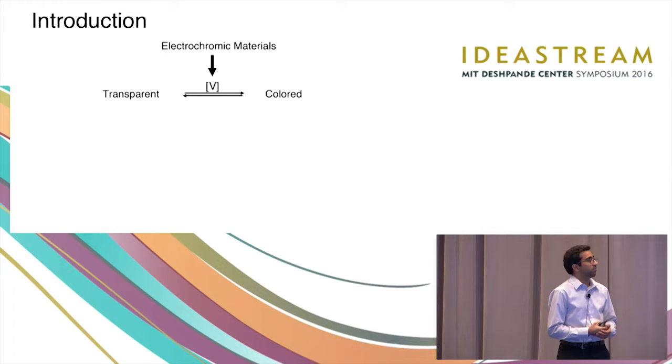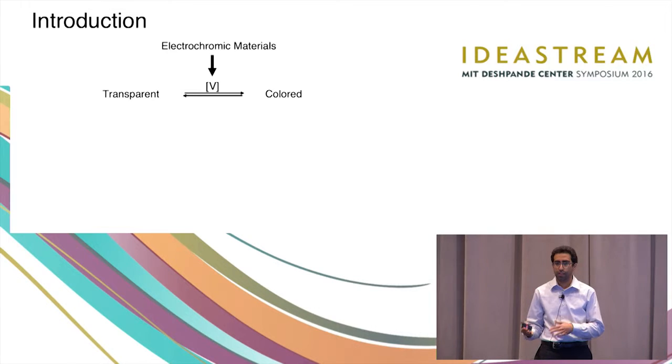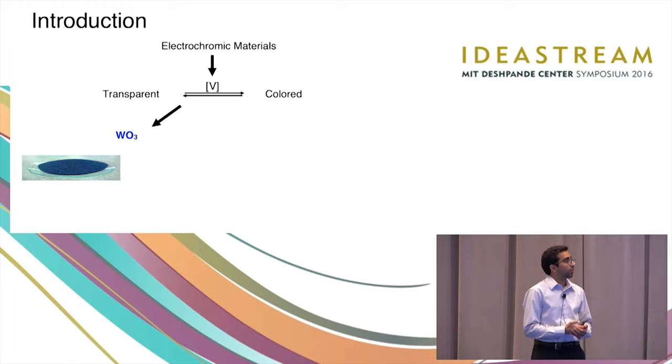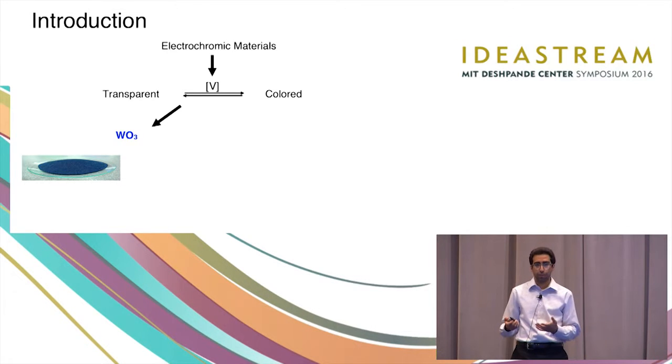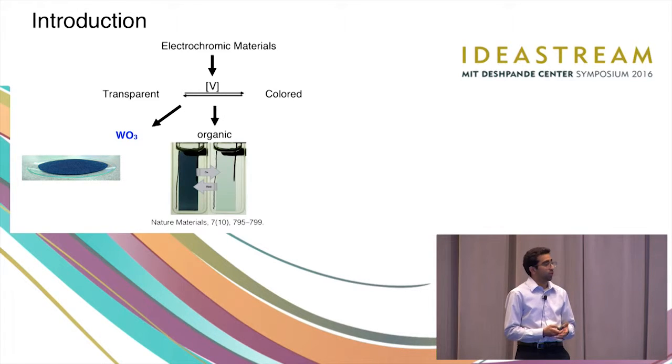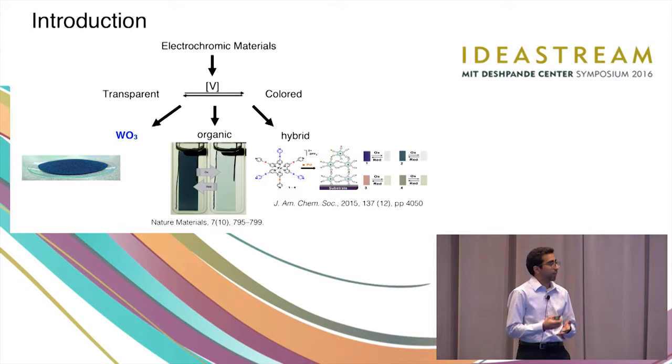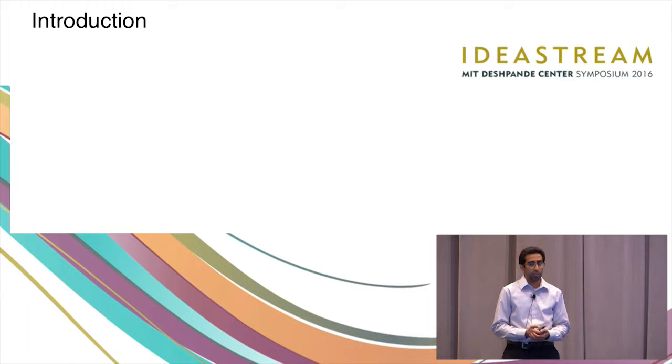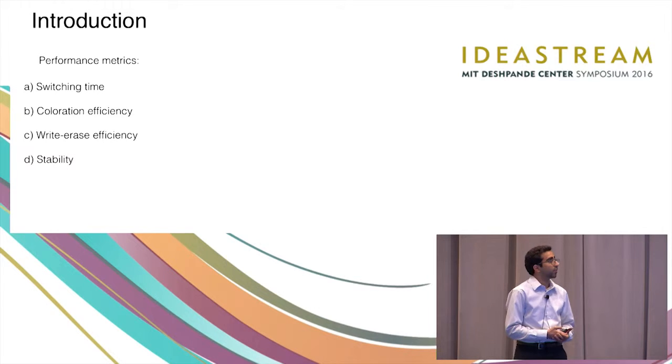Usually the beneficial, preferred color switching is between a transparent state and a colored state. And for these applications, a wide variety of materials have been investigated, including transition metal oxides, organic-based materials, and hybrid materials, organic and inorganic hybrid materials. And each of these materials has its own advantages and disadvantages. And because of that, people have come up with metrics to evaluate the performance of these materials.